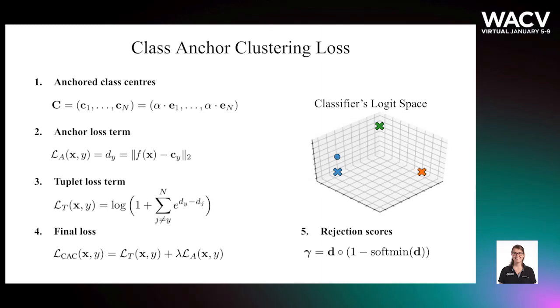During testing, we identify unknown inputs with rejection scores, which multiply an input's distances to the class centers with the inverted softmin of these distances. To get a low rejection score, an input must be close to a ground truth class center while also maintaining distance from all other class centers.